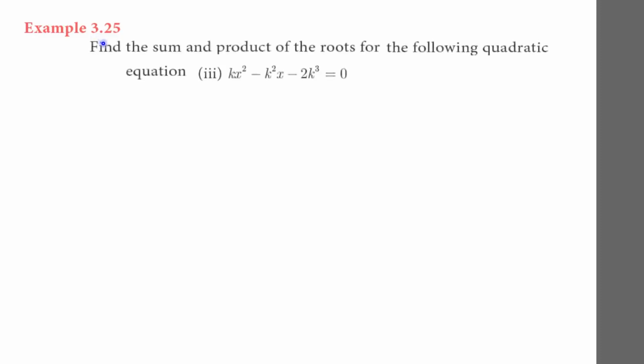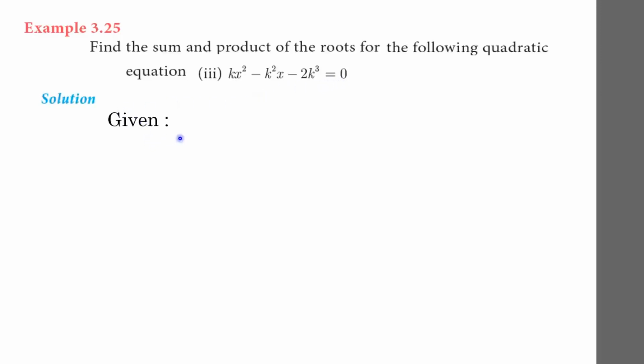Next we are going to see example 25th sum in chapter 3, third subdivision. Find the sum and product of the roots for the following quadratic equation. The equation is kx square minus k square into x minus 2k cube equal to 0. Okay, let us see the solution.